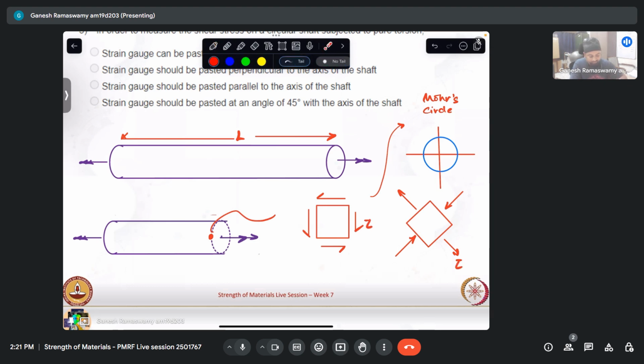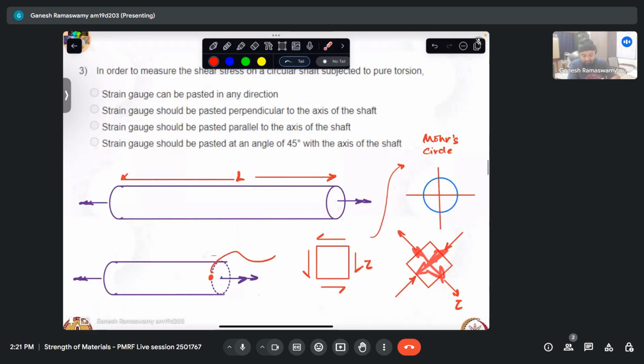And we know that a strain gauge can measure only axial strains. So we should ensure that our strain gauges are pasted at 45 degrees with the axis so as to measure the tension or compression. From the strain that is measured, we can directly calculate the stress, and that stress happens to be the same value as our tau, shear stress.